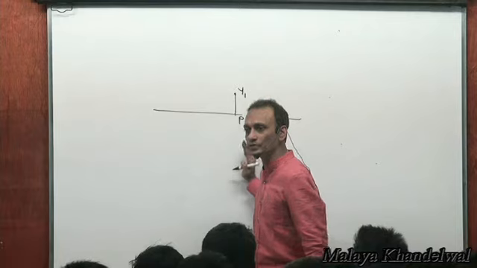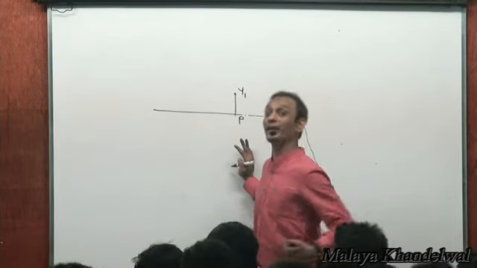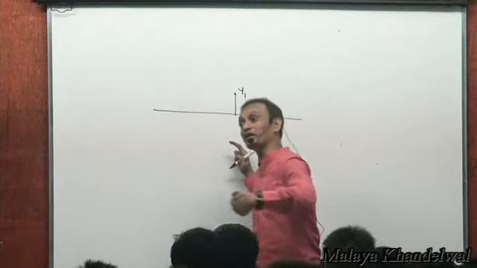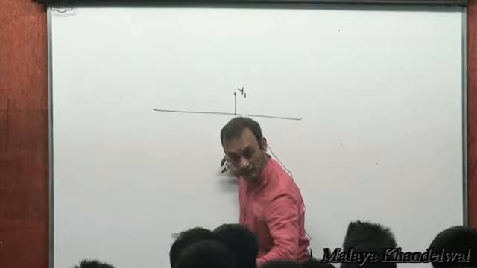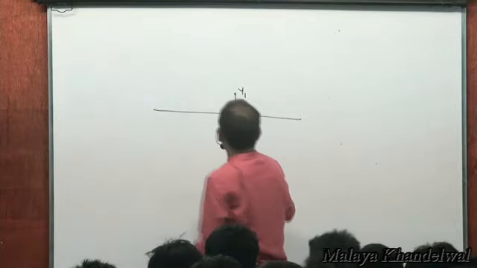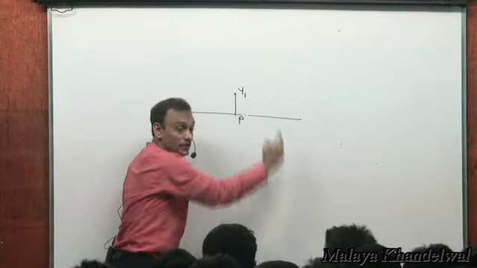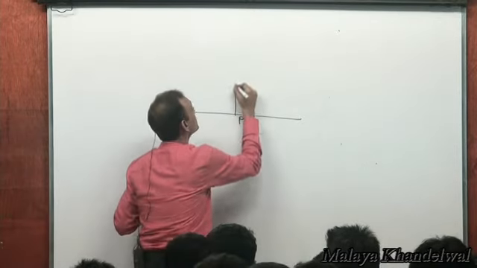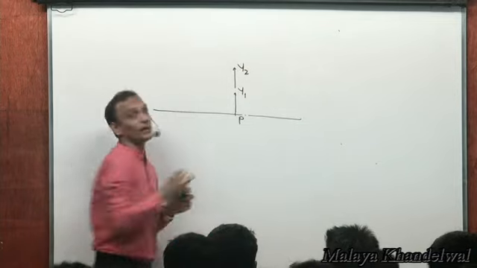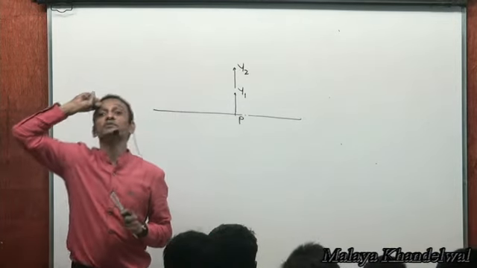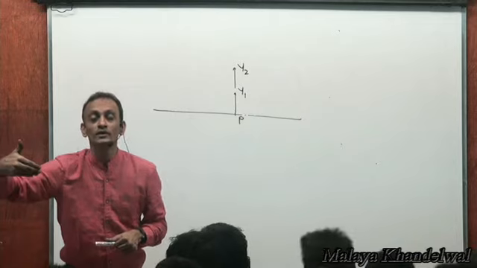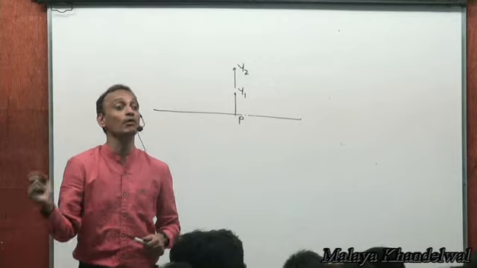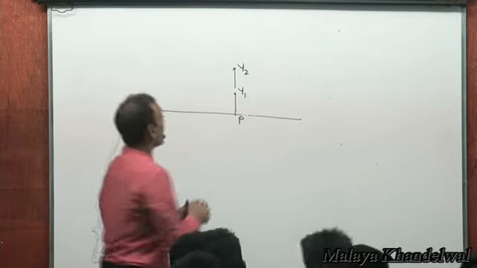One disturbance traveling through the medium, all by itself, if nothing else was there, would have caused a displacement y1 to a particle at P at a certain instant of time t, right? Another disturbance traveling through the medium, if nothing else was there, would have caused a disturbance y2 on the particle. Then the principle of superimposition says that the net disturbance of the particle would be the algebraic sum of y1 and y2.